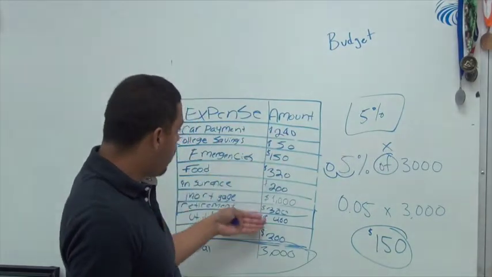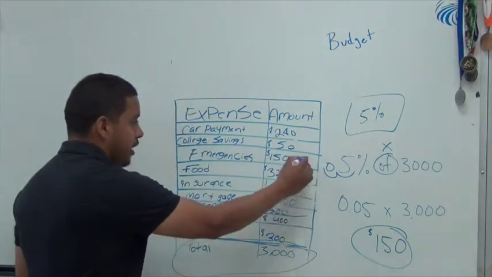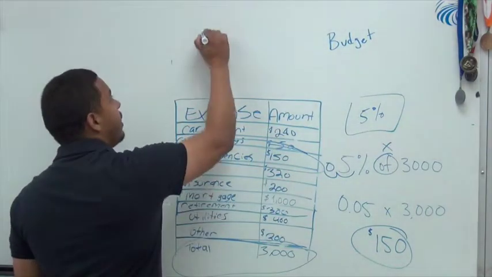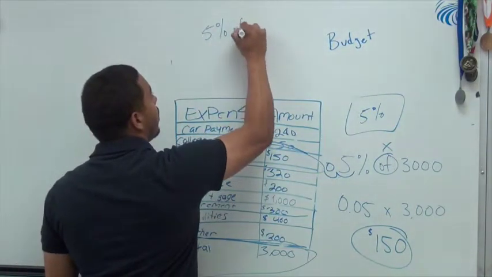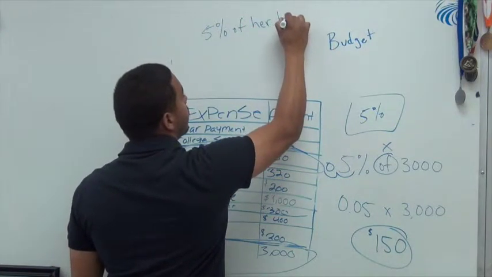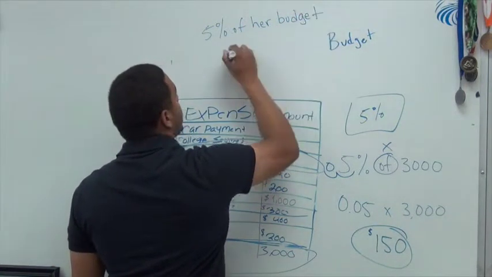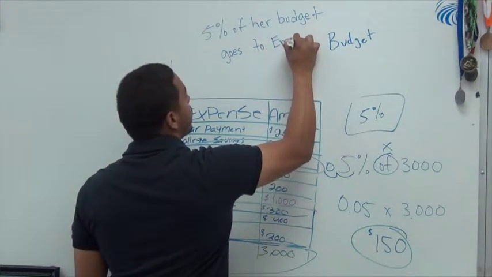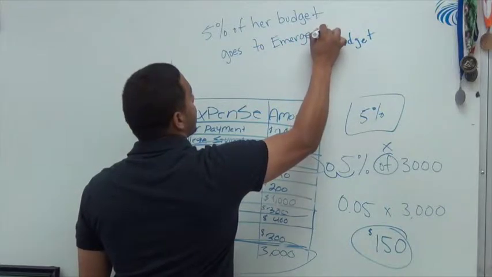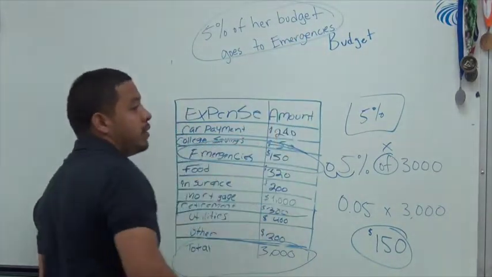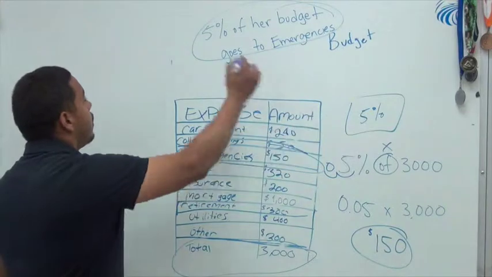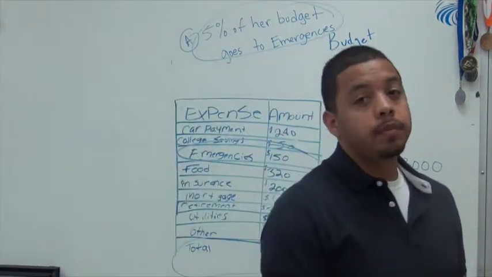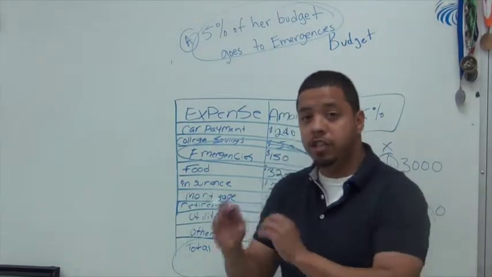So where is she spending $150? Emergencies. So her 5% of her budget goes to emergencies, which was answer letter A. Now again, this is just 5%.